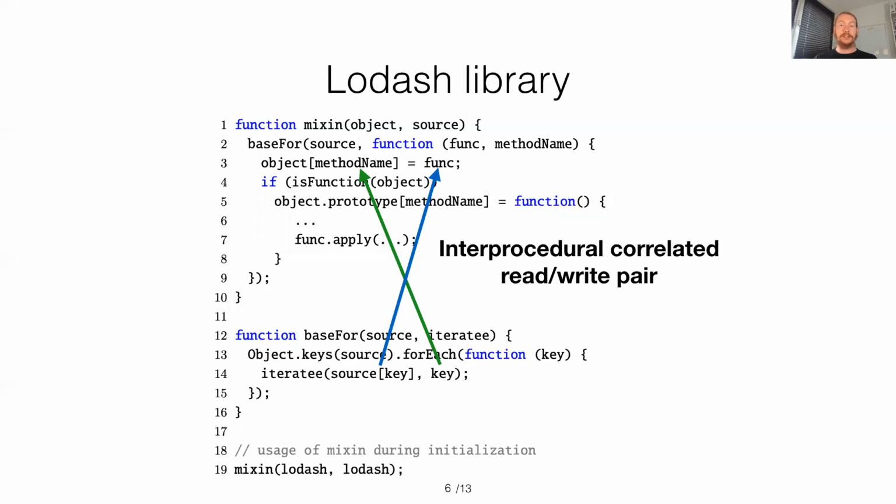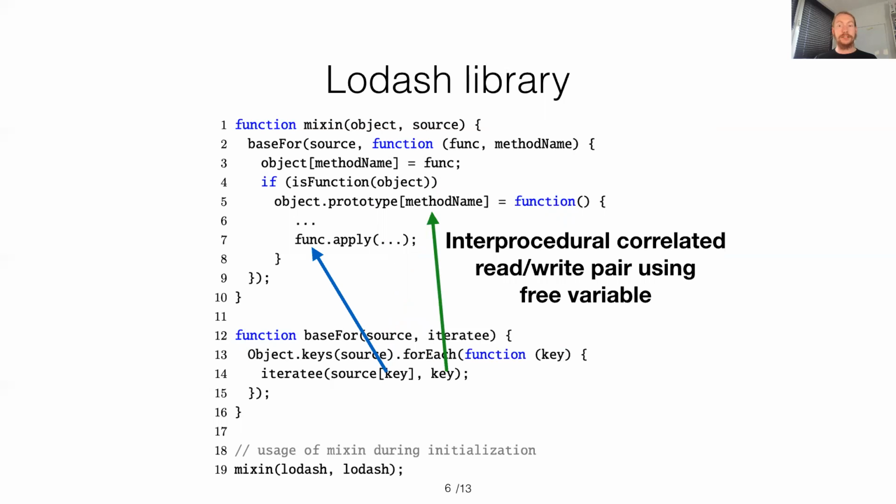First, there are interprocedural read-write pairs. The value of key in line 14 is the same as method name in line 3, and the property key of the object source in line 14 is the same as func in line 3. This is similar to the example shown previously, but now the read and write are in different functions, meaning that they can't be syntactically detected.